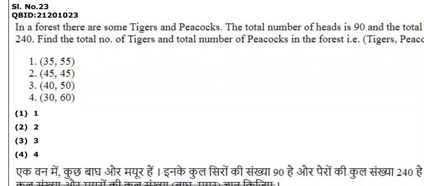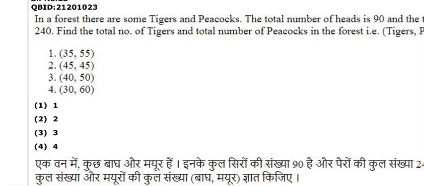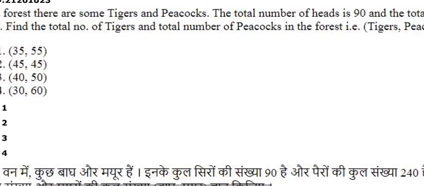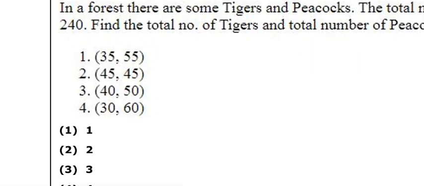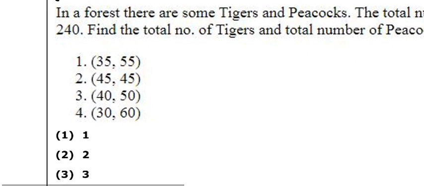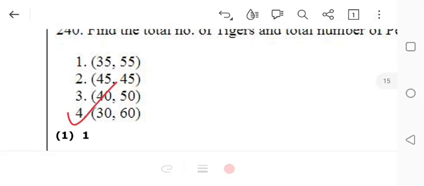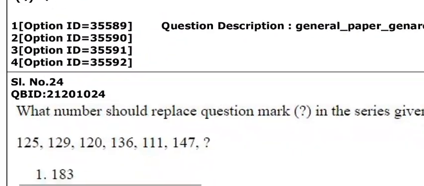The total number of heads is 90 and the total number of legs is 240. Find the total number of tigers and total number of peacocks in the forest. There are tigers, peacocks. So these are the options: 35, 55, 45, 45, 40, 50, 30, 60. Correct option will be 30 and 60 in the bracket. 23 is finished. Now 24.